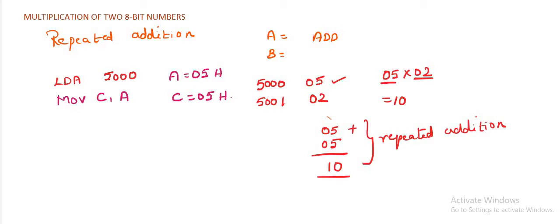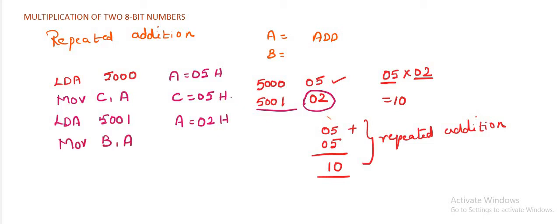Next we will get another value. LDA 5001. So 5001 means we are getting the other value from this memory location. That is 02. So accumulator is equal to 02H now. Now we have got the two values, accumulator as 02 and C register as 05. Next, this value is moved to another register, B register, temporarily. So MOV B, A. Now B is equal to 02H.